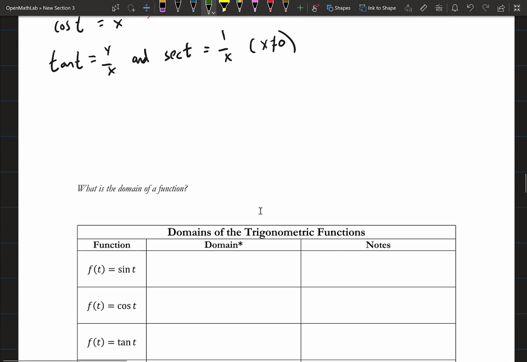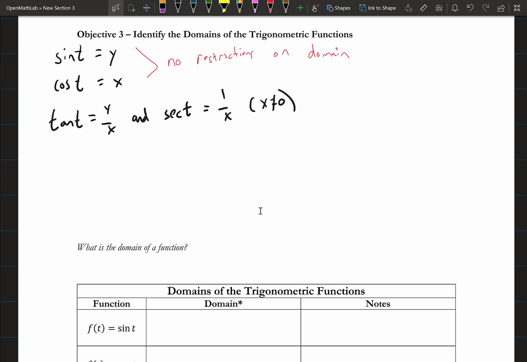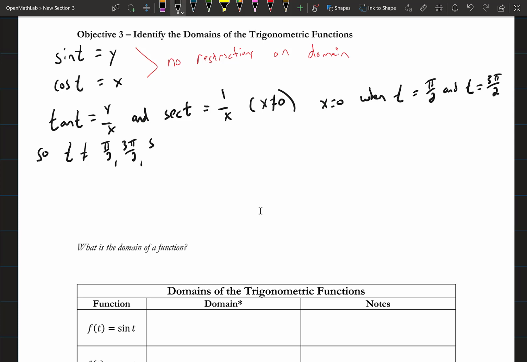So essentially what I'm trying to show is that we could say that x equals 0 when t is equal to pi over 2 and when t equals 3 pi over 2. In other words, t cannot be equal to, because we don't want x to be equal to 0, pi over 2, 3 pi over 2. And then we keep going around rotations, so we had 5 pi over 2 and 7 pi over 2.